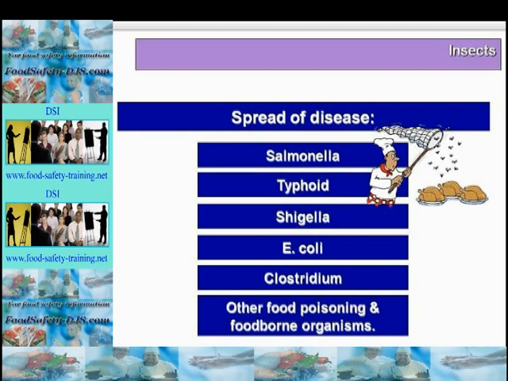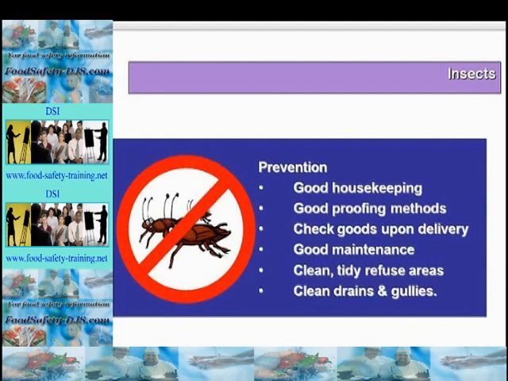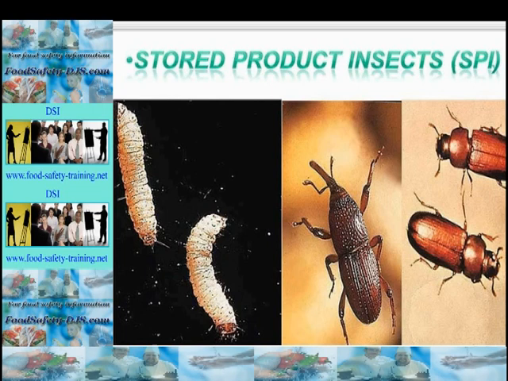regularly. So just to reiterate generally how we can prevent insects causing a problem in food premises: good housekeeping practices, good proofing methods, checking goods upon delivery, good maintenance, keeping clean and tidy refuse areas, and keeping drains and gullies clean. Here are some examples of stored product insects, or SPI.